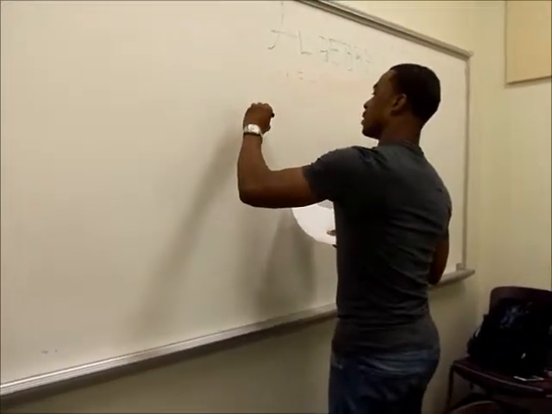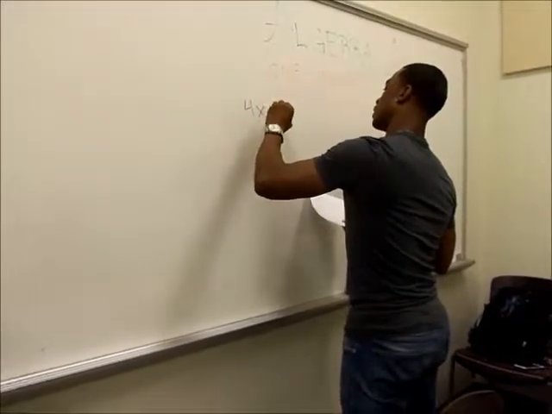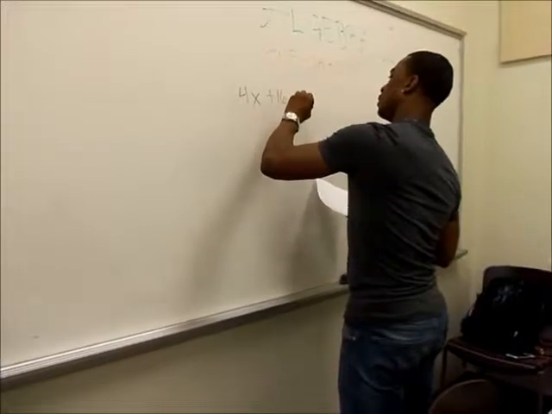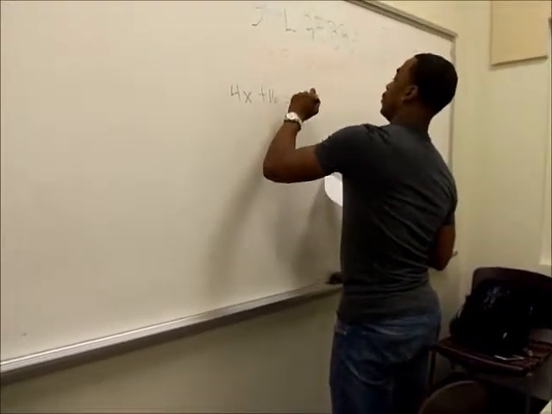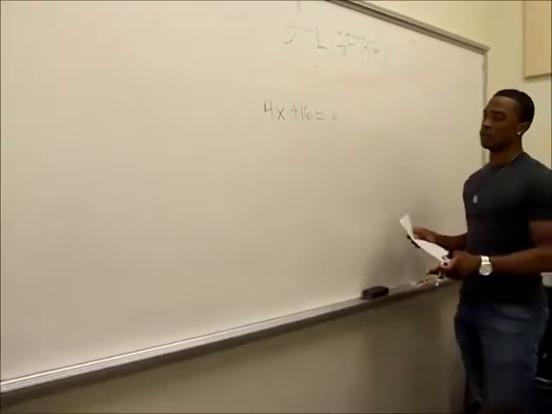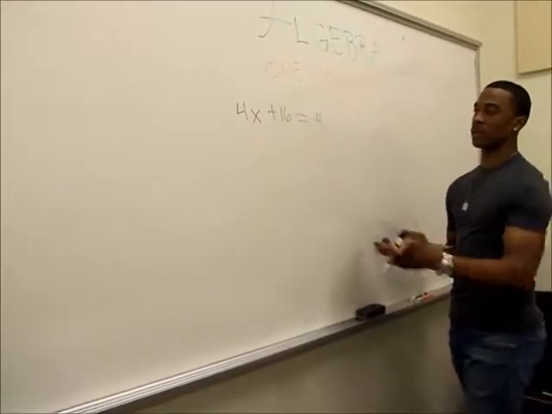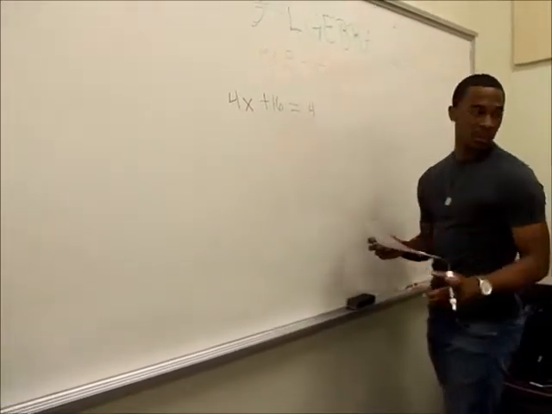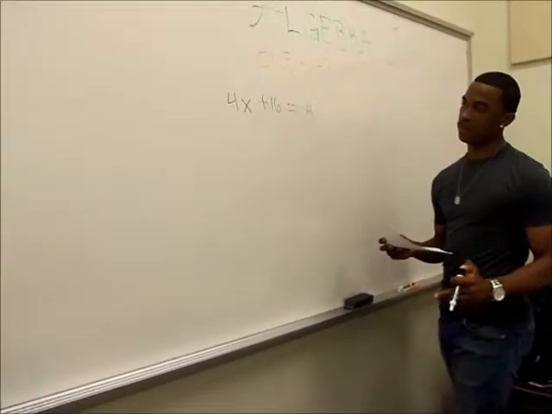Alright, so in this example, we have 4x plus 16 equals 4. We'll go ahead and do that. So we have 4x plus 16 equals 4. What would be our first step to get the 4x by itself? It would be to subtract the 16.